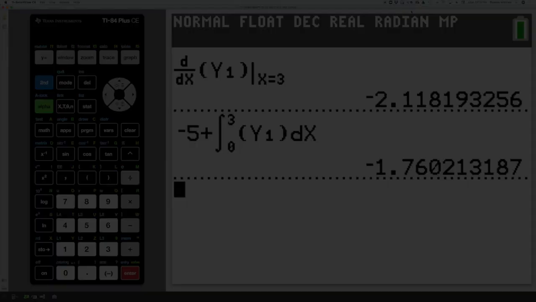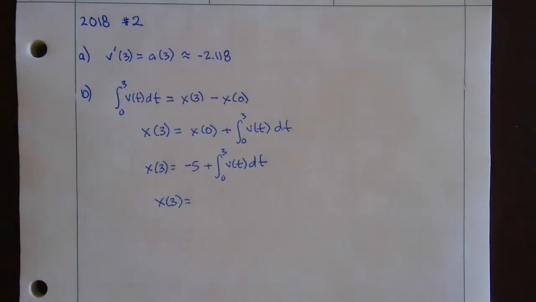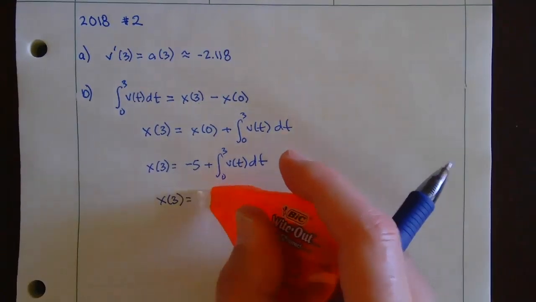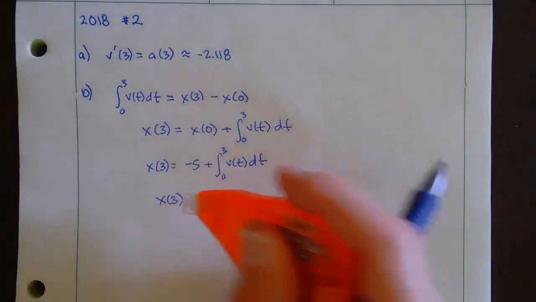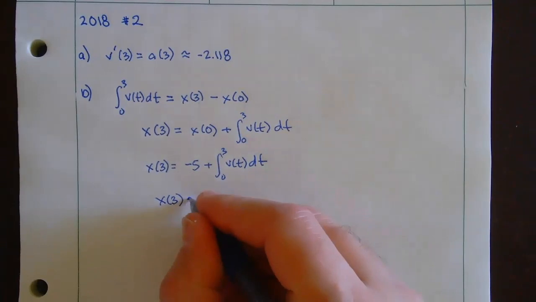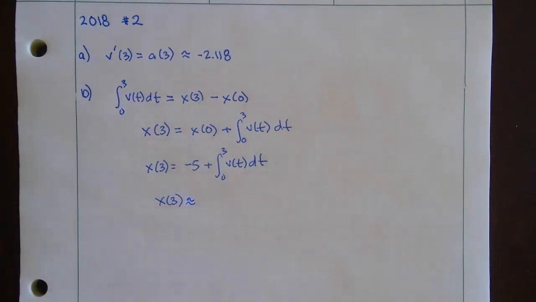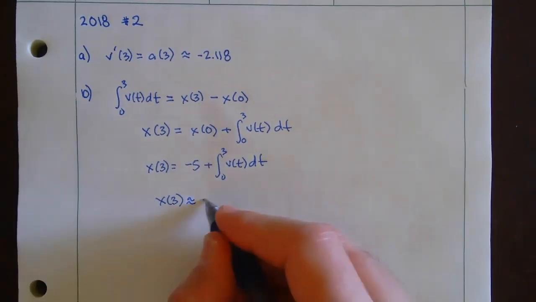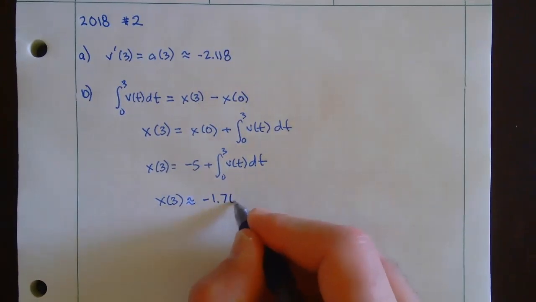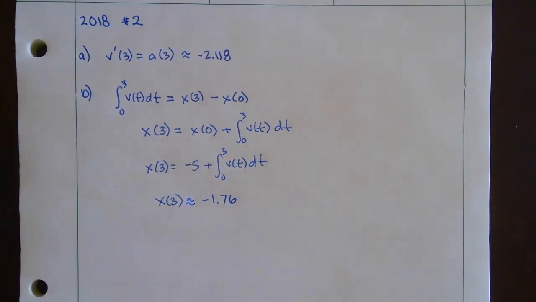So I'm going to go back and record. Now, technically, I shouldn't be putting in equals here, so I'm going to change it. They're not going to take off if you put in equals, but x of 3 is about -1.760. Or -1.76 would be good too, because that'd be 3 decimal places. Okay, so that's the answer to part B.